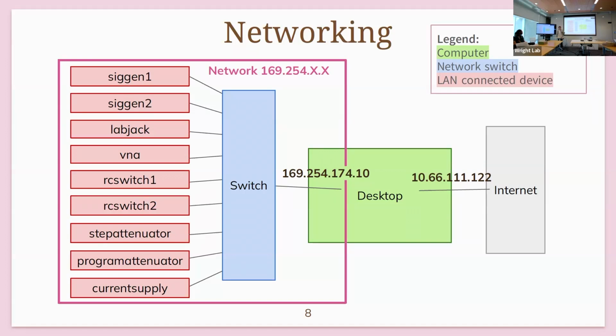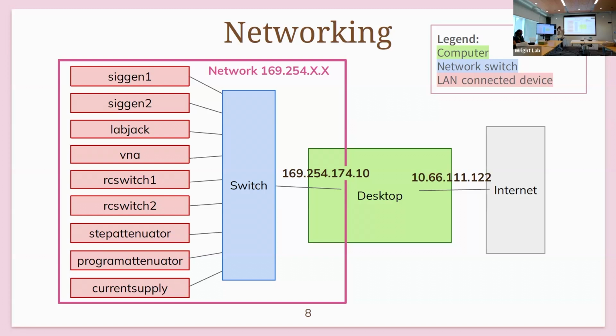Essentially, we have one main desktop computer with 2 IP addresses. One of them is the one that's 10 point something. It connects to the internet, Yale Secure. And the other one is connected to all of the devices in a local network. All of these 9 devices have their own unique IP addresses and are connected via Ethernet to a switch. Every IP address is placed on the same local network, meaning that the first 2 sections of the IP address are the same. This allows them to easily communicate with each other.